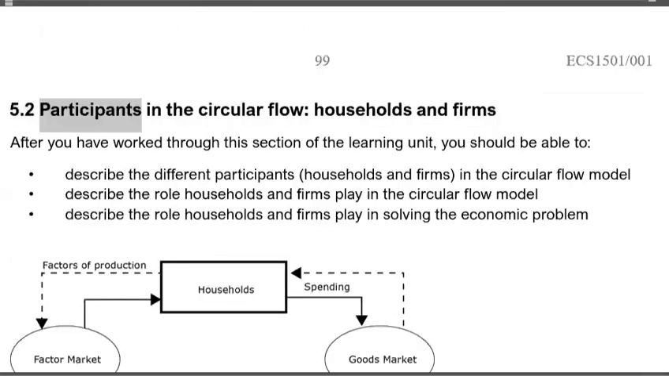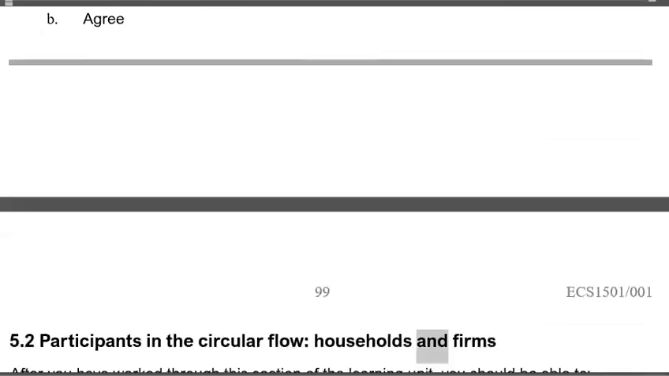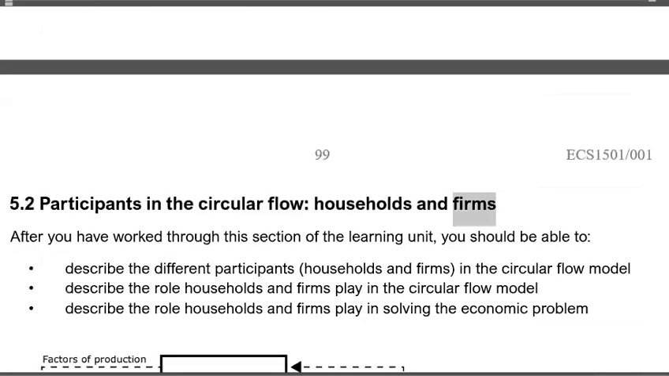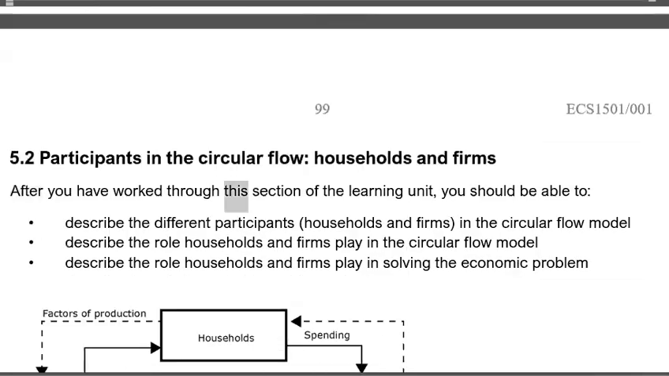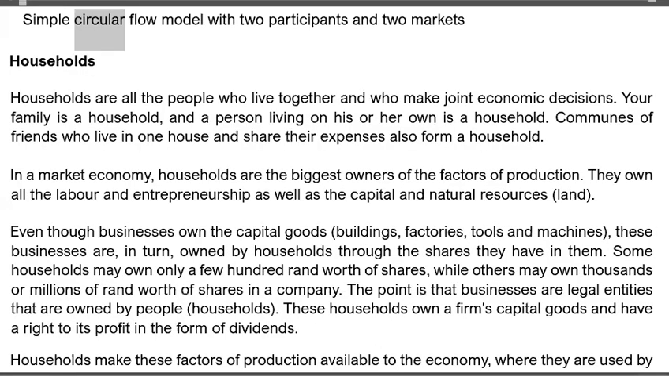5.2 Participants in the circular flow, households and firms. After you have worked through this section of the learning unit, you should be able to describe the different participants, households and firms, in the circular flow model. Describe the role households and firms play in the circular flow model. Describe the role households and firms play in solving the economic problem. Simple circular flow model with 2 participants and 2 markets.